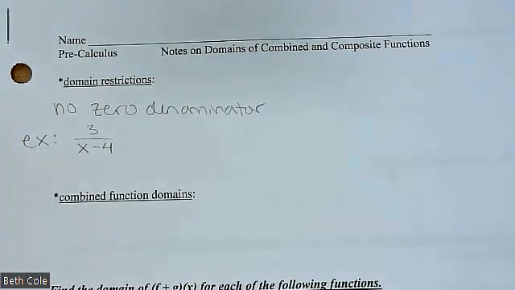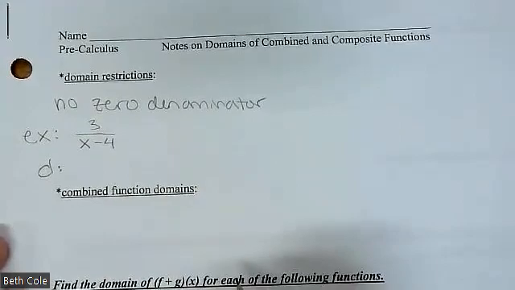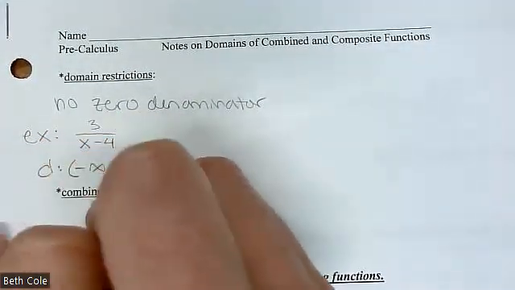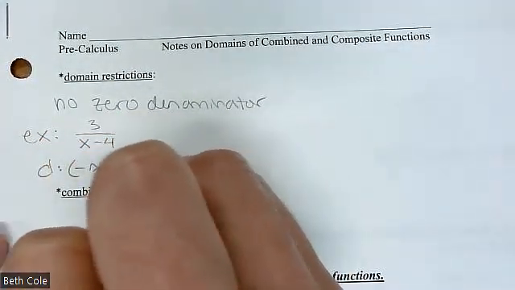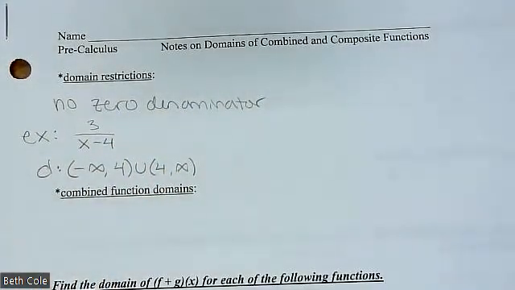4. How would we leave out 4? Like, how would you write this domain? Negative infinity to 4, and then 4 to infinity. So you're saying you want everything to the left of 4, everything to the right of 4, but not 4.